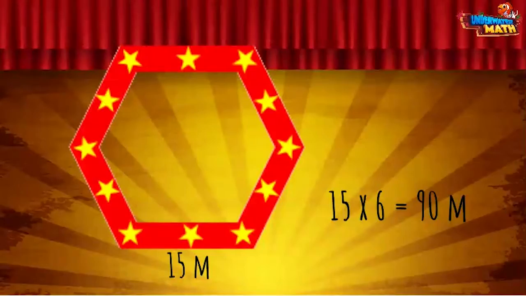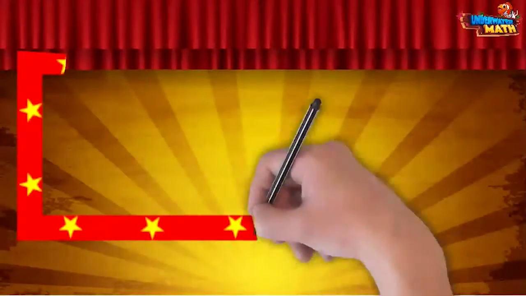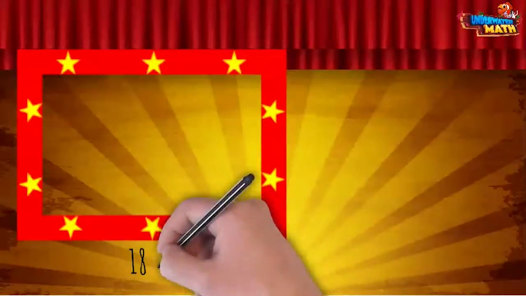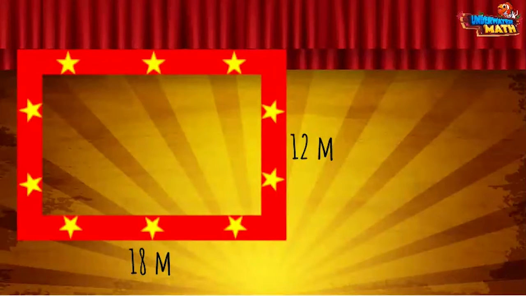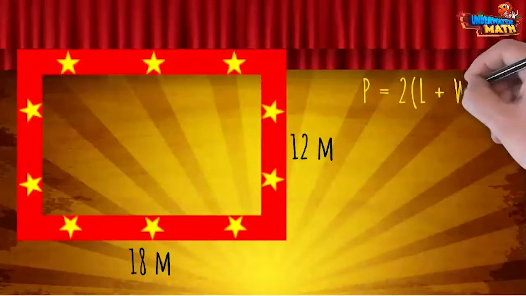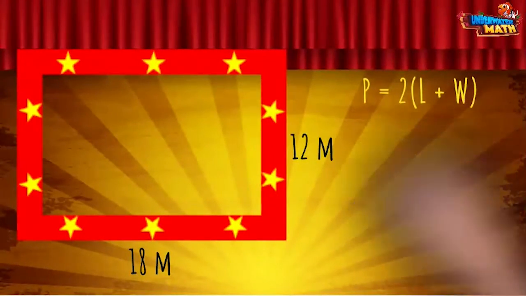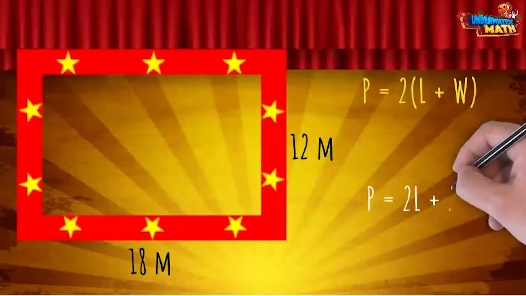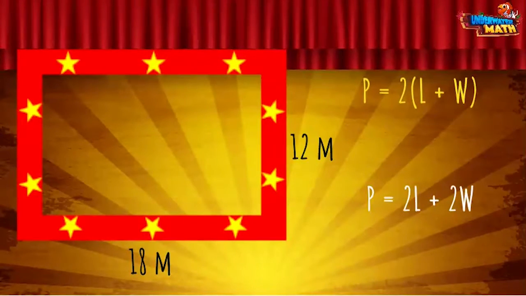Let's look at this last circus ring. It's shaped like a rectangle. Rectangles are fun because there are a couple formulas we can use to find the perimeter. Perimeter equals 2 times the length plus width, or perimeter equals 2 times the length plus 2 times the width. Both formulas will give you the same answer.